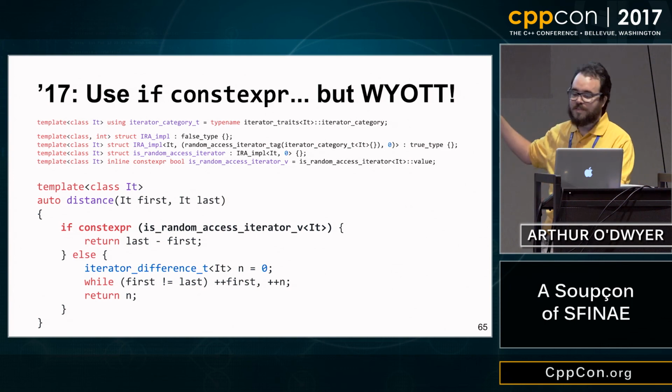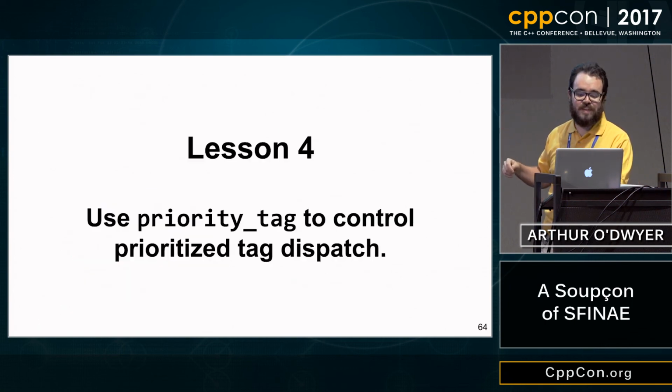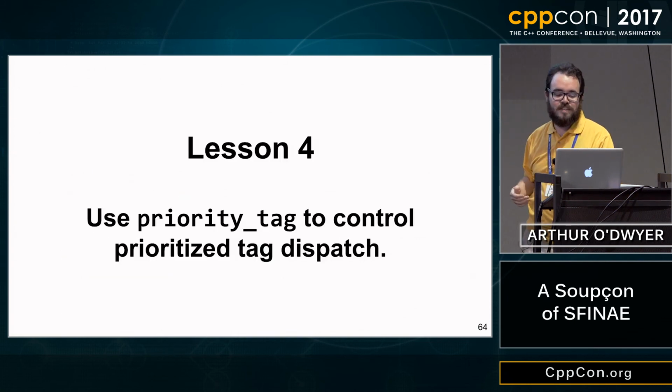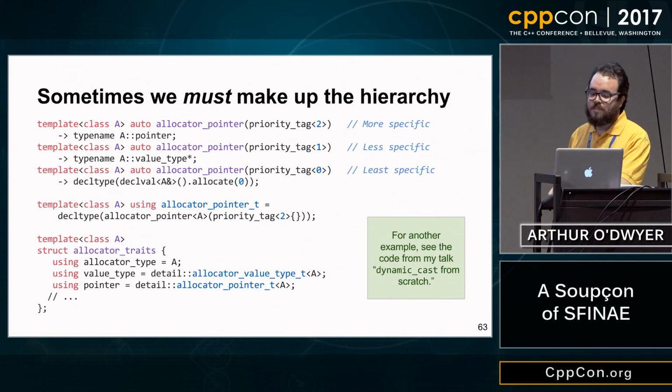But if you don't have if constexpr, if you do have if constexpr, you can just list out the cases, right? If, else if, else if, else if, and it'll do the thing naturally. But if you don't have that, you can use priority tag to get the same approach.